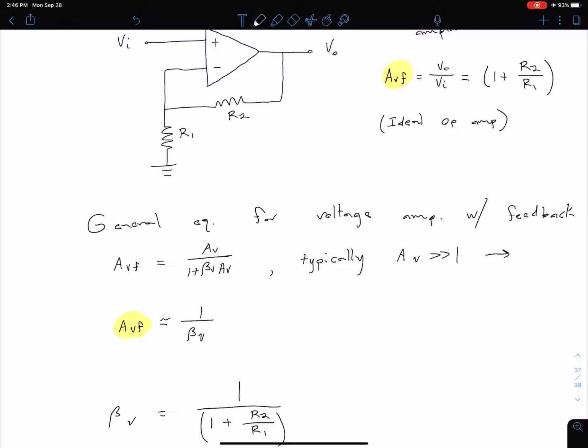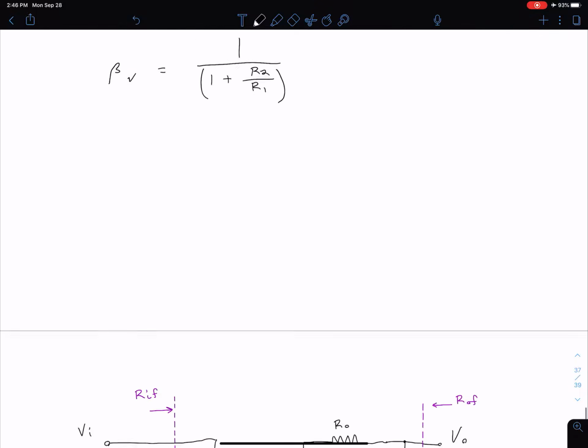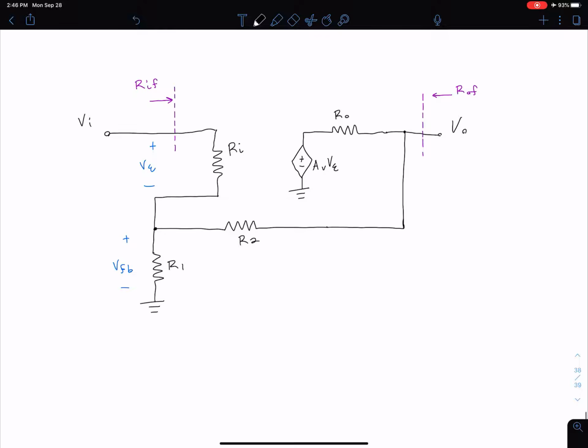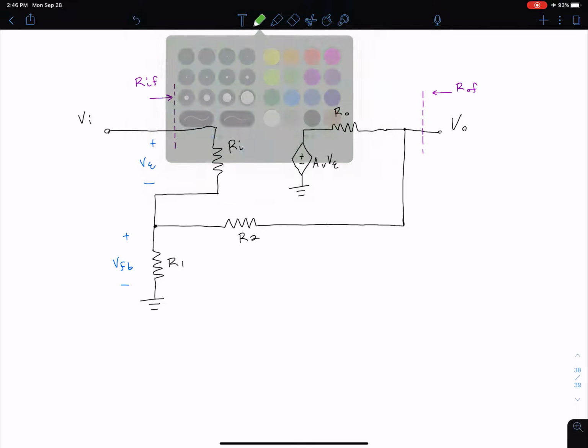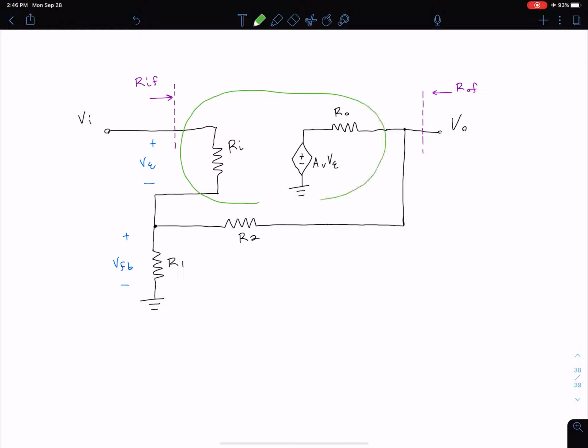So let's take a closer look and see if we can figure this out by going back to basics with our op-amp circuit here. What we have in this area is our non-ideal op-amp model. We have some input resistance on the left side, which is typically going to be very large, and some output resistance on the output side, which is typically going to be very small. Note, I've also defined our input resistance with feedback and our output resistance with feedback, which are looking in at these dashed lines as indicated by the arrows.